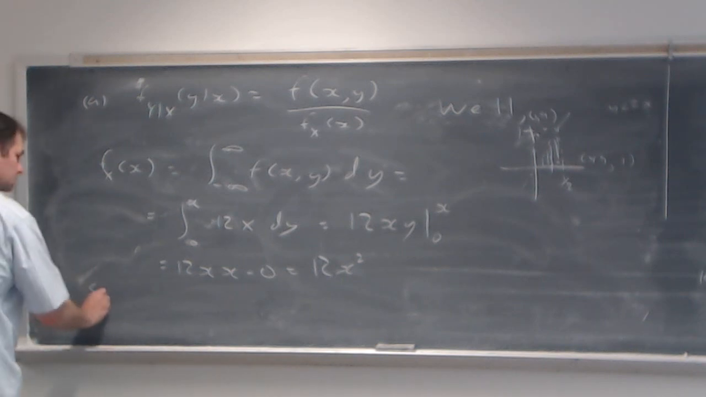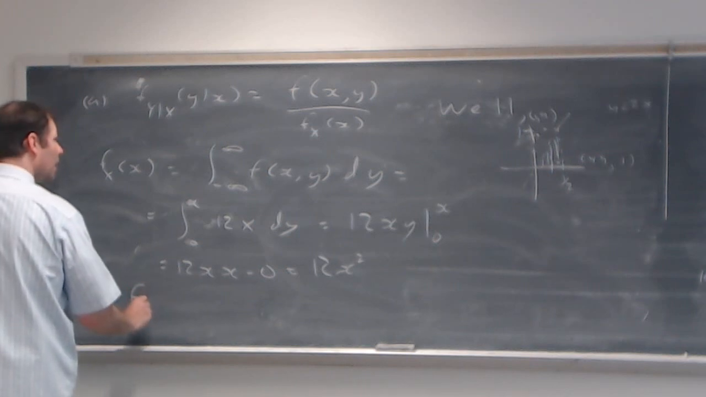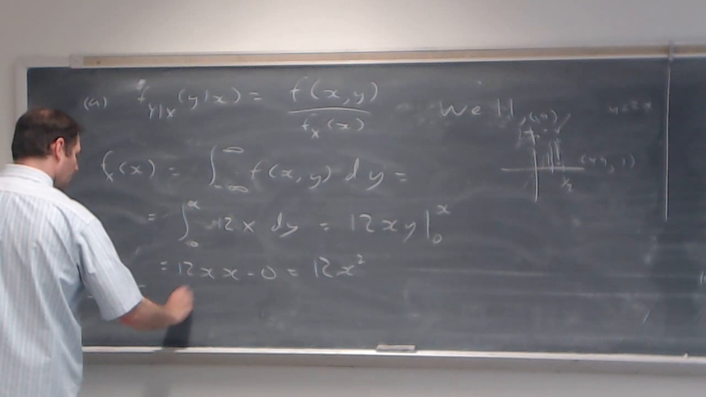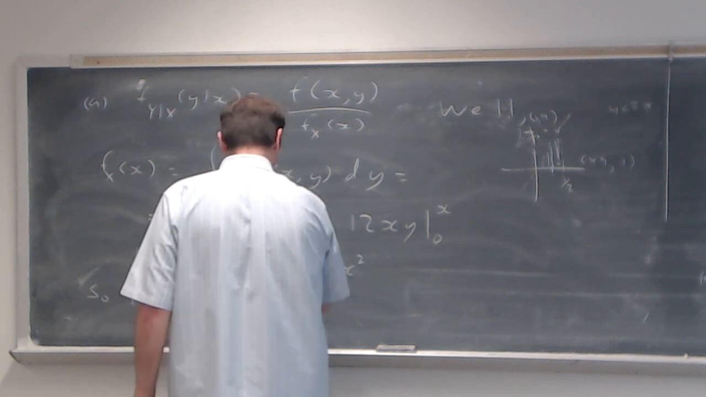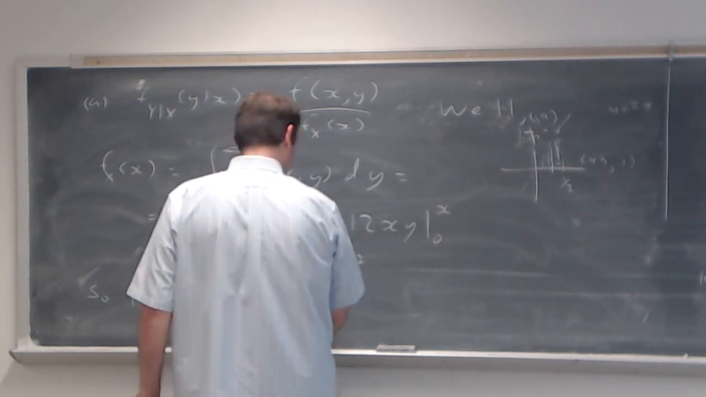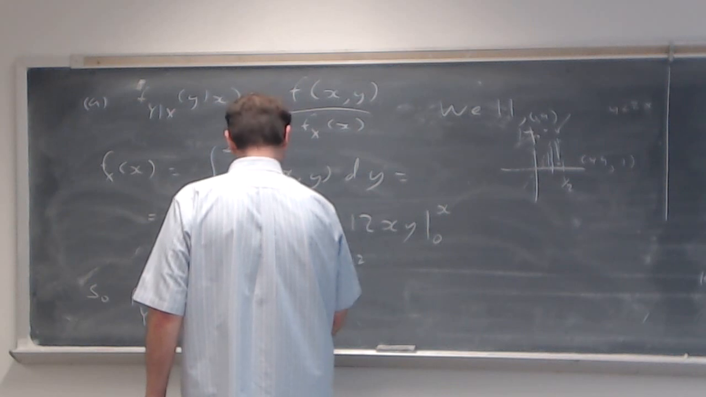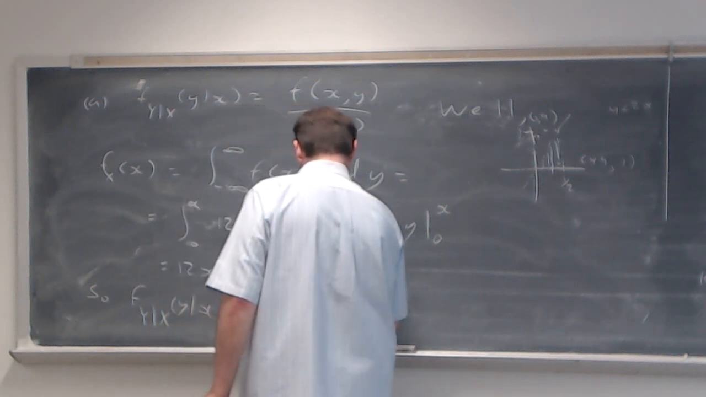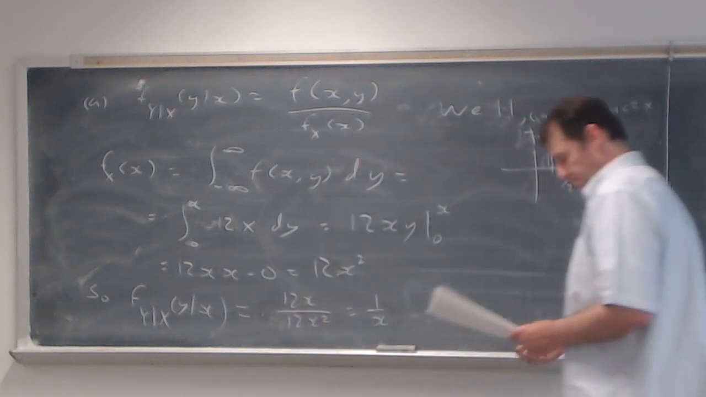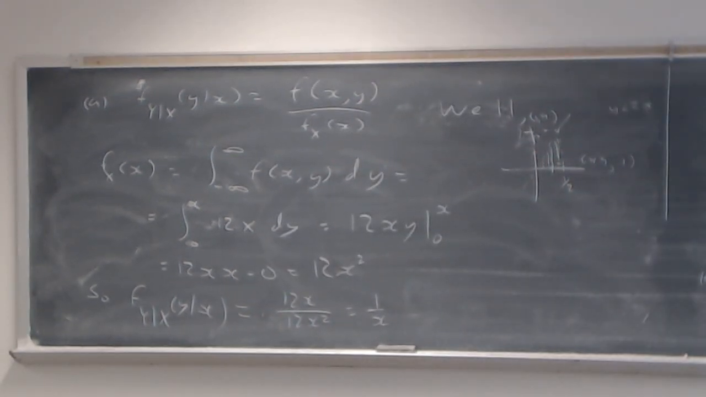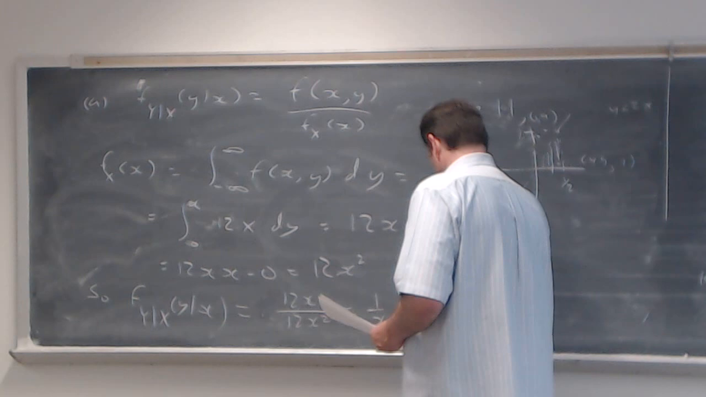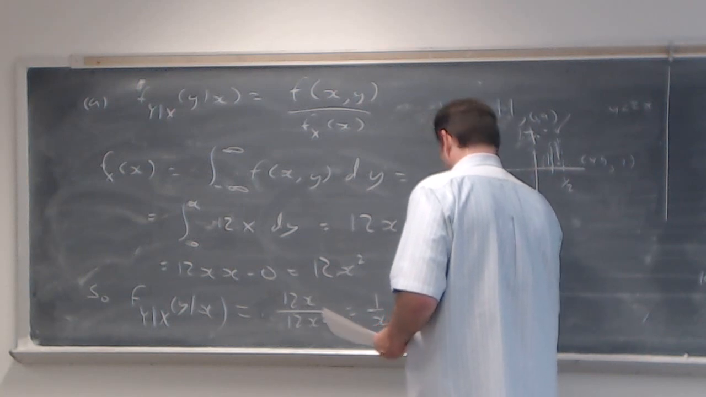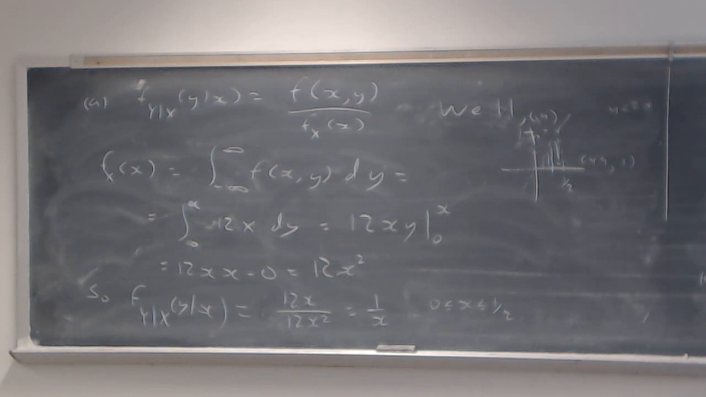So, f of y given x is equal to, here, what that was defined to be was 12x over 24x squared, and so I just get 1 over 2x. And this is for x values in between 0 and a half. That's part A.